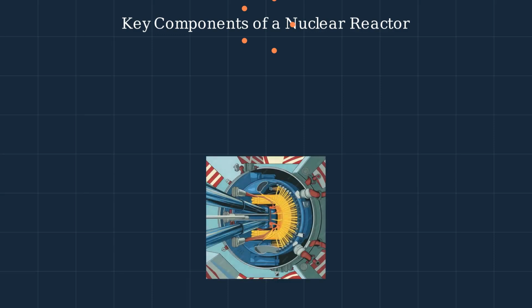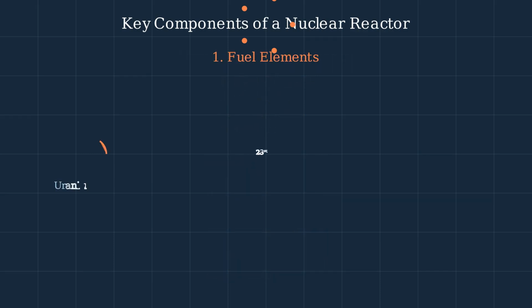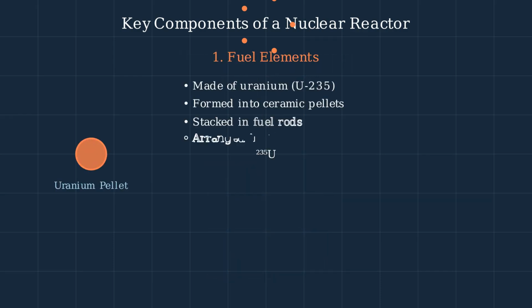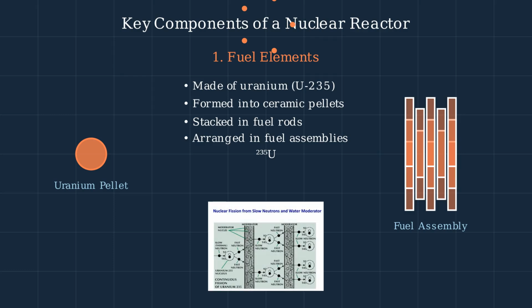A nuclear reactor consists of several key components that work together to harness energy from nuclear fission. We'll explore four essential components: fuel elements, moderator, control rods, and coolant. Fuel elements are the heart of the reactor. They contain uranium-235, which is processed into ceramic pellets and stacked in fuel rods. These rods are arranged in fuel assemblies where nuclear fission occurs.